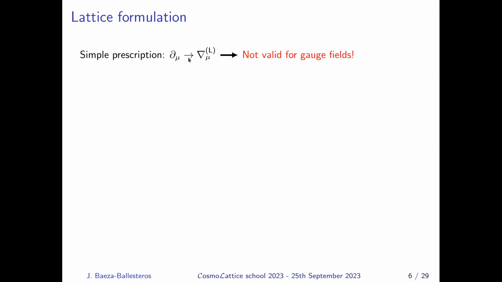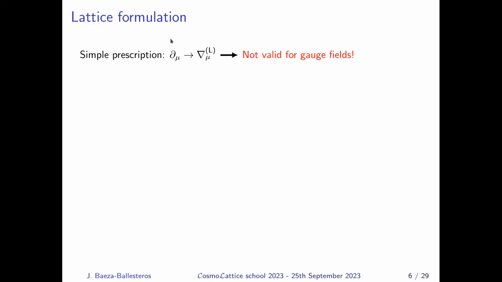I want to make a comment here that this is valid, this is enough to lattice a scalar theory, but this is usually not enough in the case in which you work with gauge fields, as you will see this afternoon and more in detail tomorrow when you cover non-abelian gauge fields.